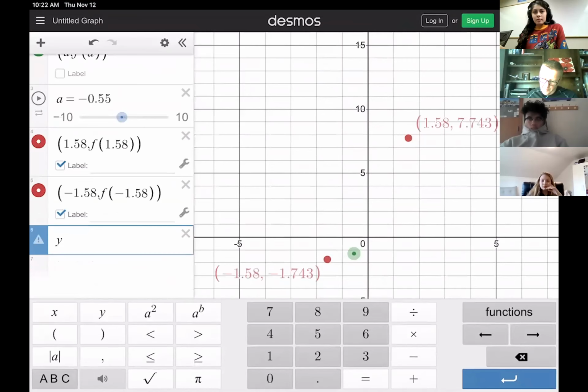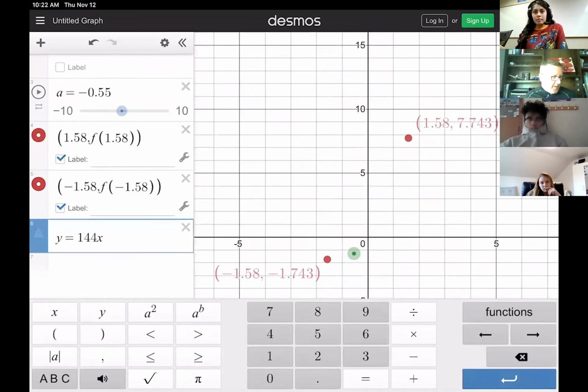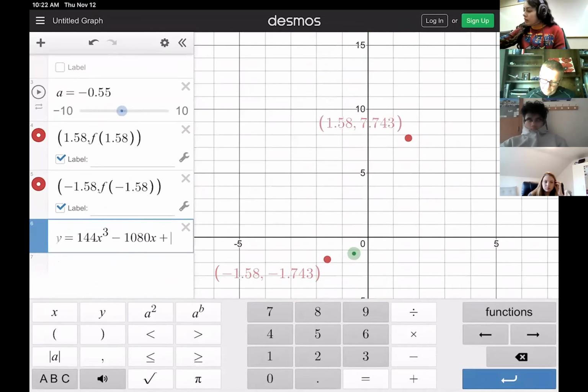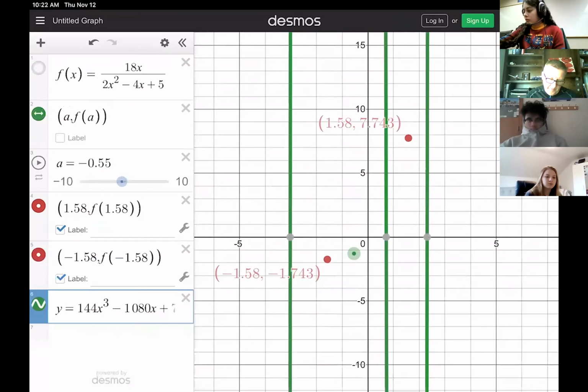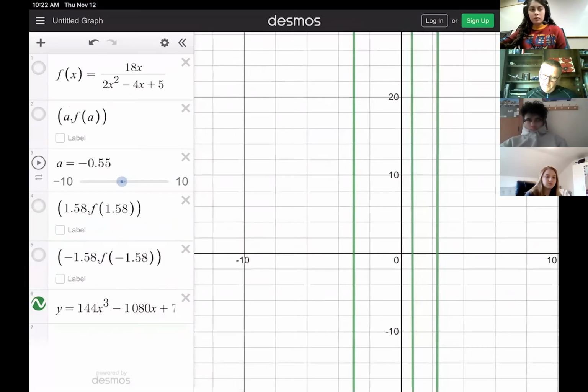and stick in not 0 equals, but y equals 144x raised to the 3rd minus 1080x. There was no x squared term, and then plus 720. So for now, let's just turn off these other graphs so that we don't get confused by what we're looking at. There's nothing on here except for this graph.